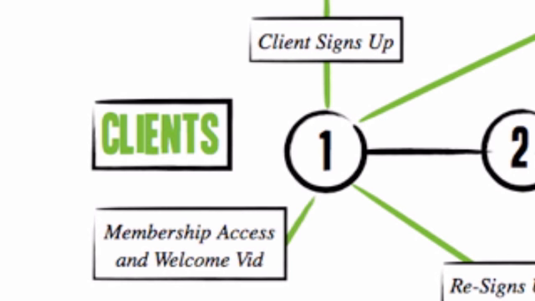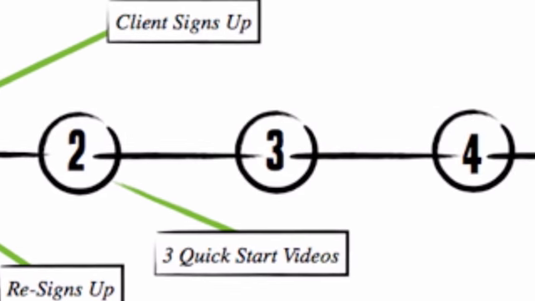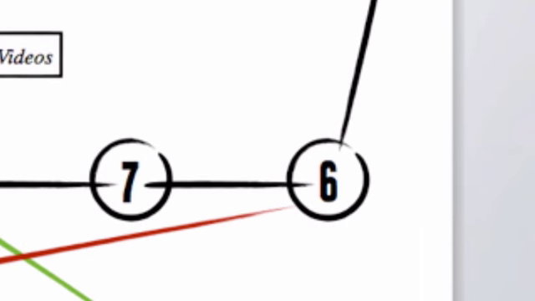So they become a client, and you see here on video 1, they get the membership access and welcome video. All right, so this is automated now. It comes through Aweber through a follow-up sequence. Then email number 2, they're going to get 3 quick start videos, which I talk about as part of the retention strategy. Email 3, they get content. 4, 5, 6, whatever, they get content.